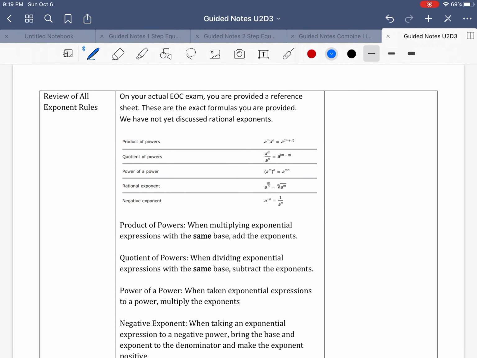On your actual EOC exam, you're provided a reference sheet. These are the exact formulas that you'll be provided. We have not yet talked about rational exponents, so don't worry about that one just yet, but the rest of these should look familiar. In case they don't, I put them on this sheet as a reminder. There are also your other videos that you can look to help remind you how these work.